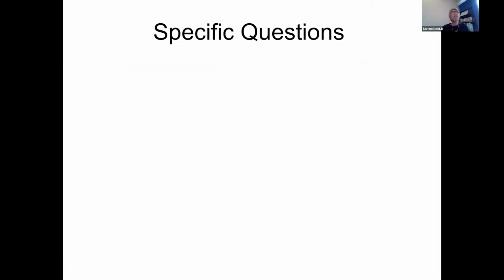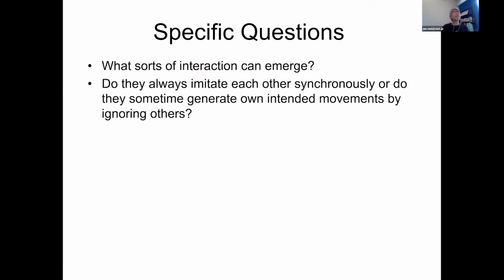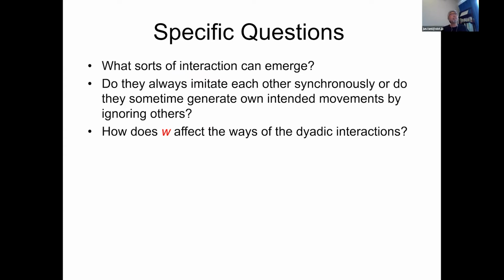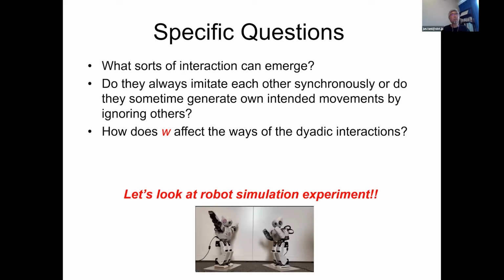So the specific question is what sorts of interaction can emerge under this setting, especially with the conflictive situation, where after A, generating either B or C is going to be different between the two robots. Do they always imitate each other like mirror neurons, or do they sometimes generate their intended movement by ignoring the other? That is the question. And how does W, that weighting parameter, affect the way of dyadic interaction? Let's look at the robotic experiments for the results.